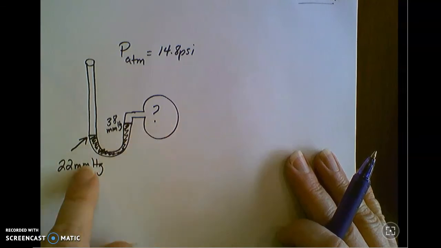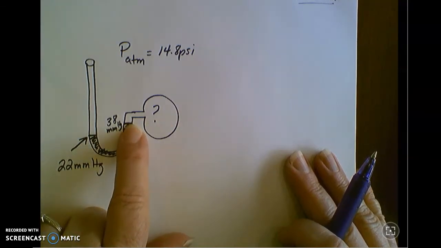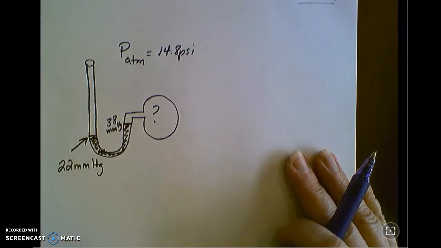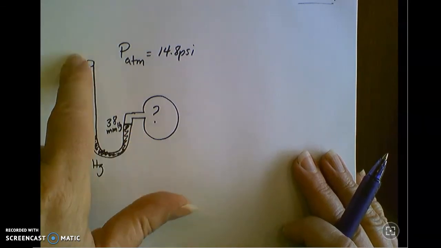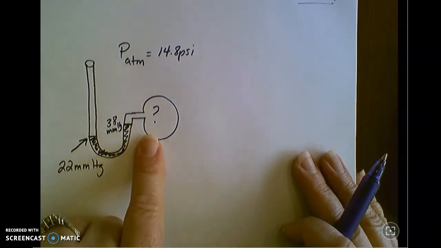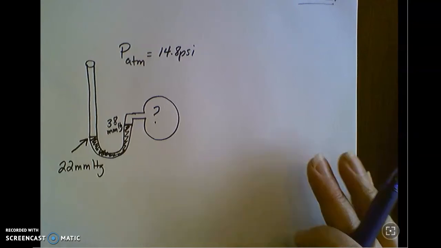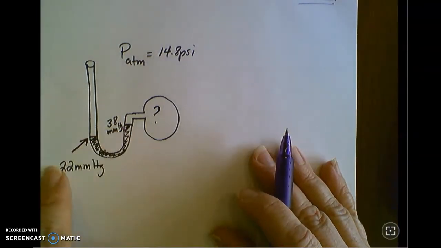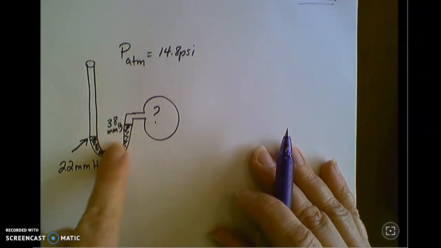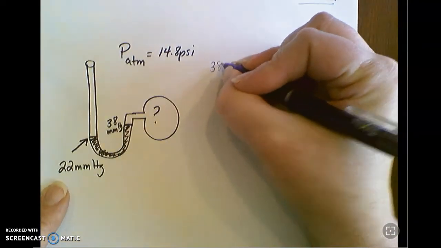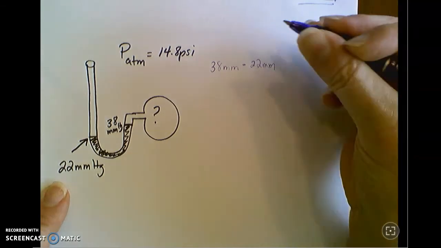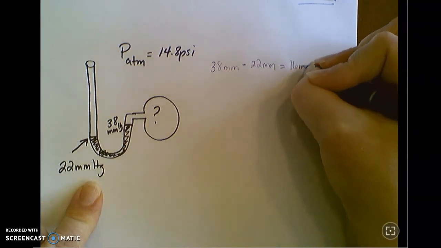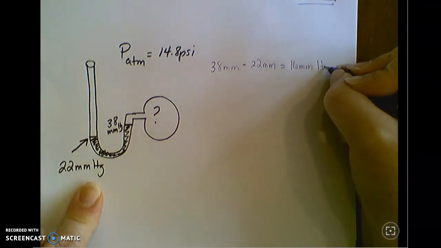I have a trapped gas here. The level is 38 millimeters next to the gas and 22 millimeters on the side that's open to the atmosphere. So for this one, I can see that the atmosphere is pushing harder than the trapped gas. So I'm going to subtract. But first I have to find what to subtract, and that's these two here. So 38 millimeters minus 22 millimeters is 16 millimeters. This is of mercury.